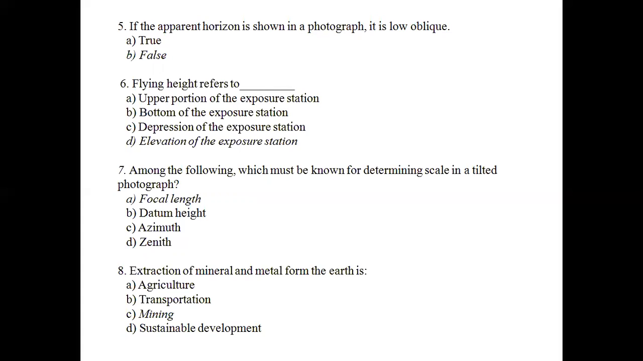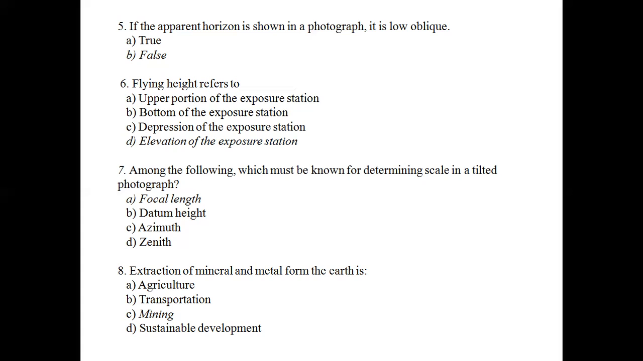Next question, flying height refers to the options: upper portion of the exposure station, next option, bottom of the exposure station, next option, depression of the exposure station, next option, elevation of the exposure station. You have to identify the correct one among the four. Next one, among the following, which must be known for determining the scale of a tilted photograph: focal length, datum height, azimuth or zenith. So identify the correct option for this.